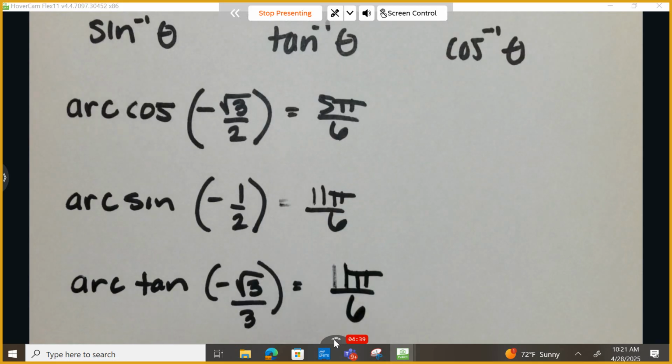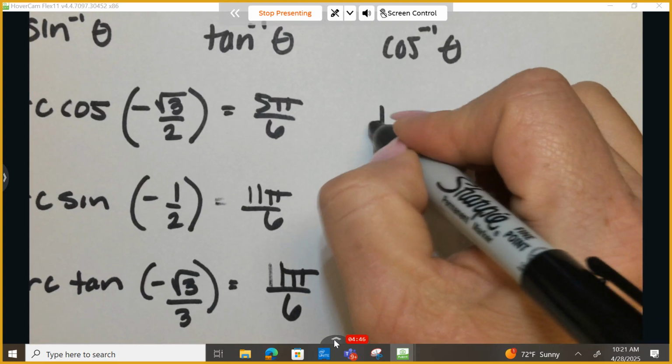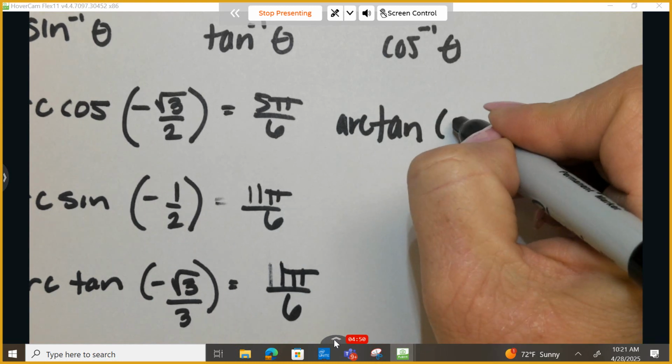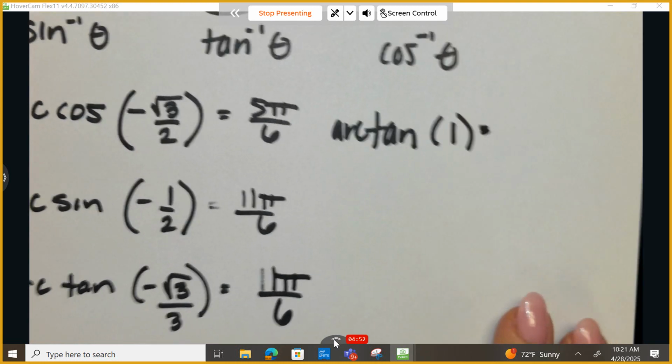Thumbs up or thumbs down right now if this is making sense. Thumbs up, thumbs down. Okay, here's your next one. I want the arc tangent of 1.